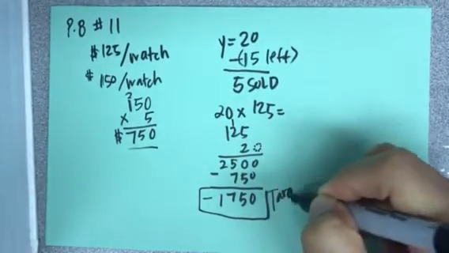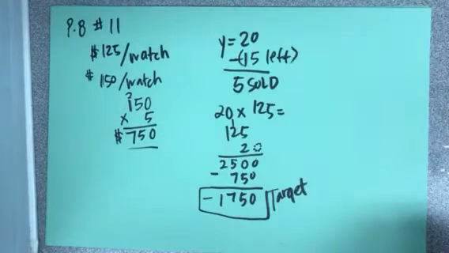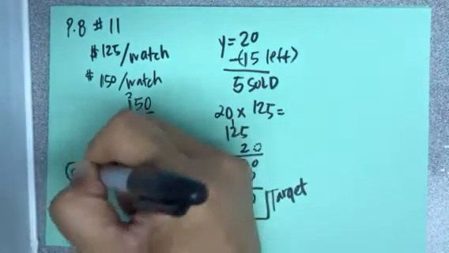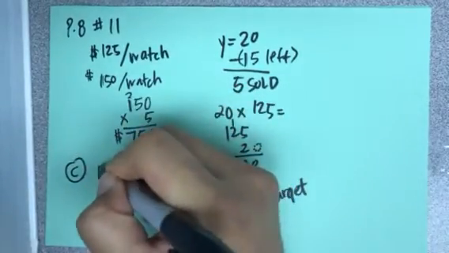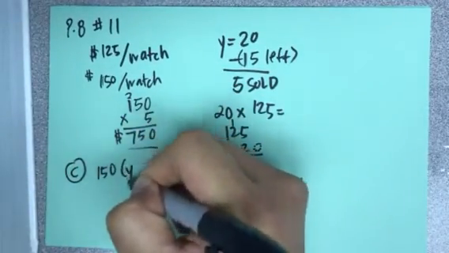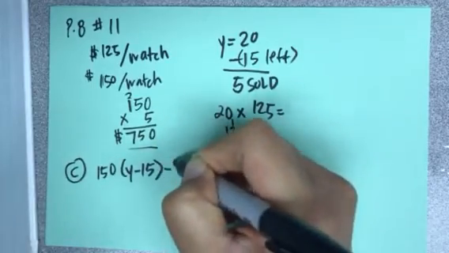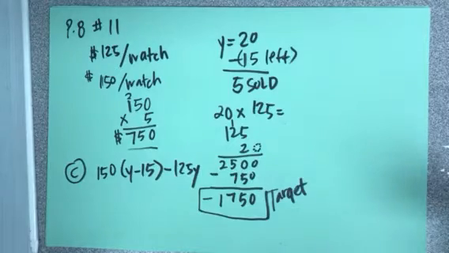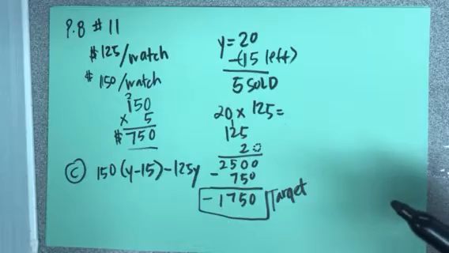So this is our target number. What you have to do to find the match is go into A, B, C, D, all those answer choices, and every time you see a Y, plug in 20. The one that actually works is answer C. Answer C says 150 times Y minus 15 minus 125Y. And yes, you cannot use your calculator for this. This is the new math of the SAT. They want to trip you up by not letting you use your calculator.